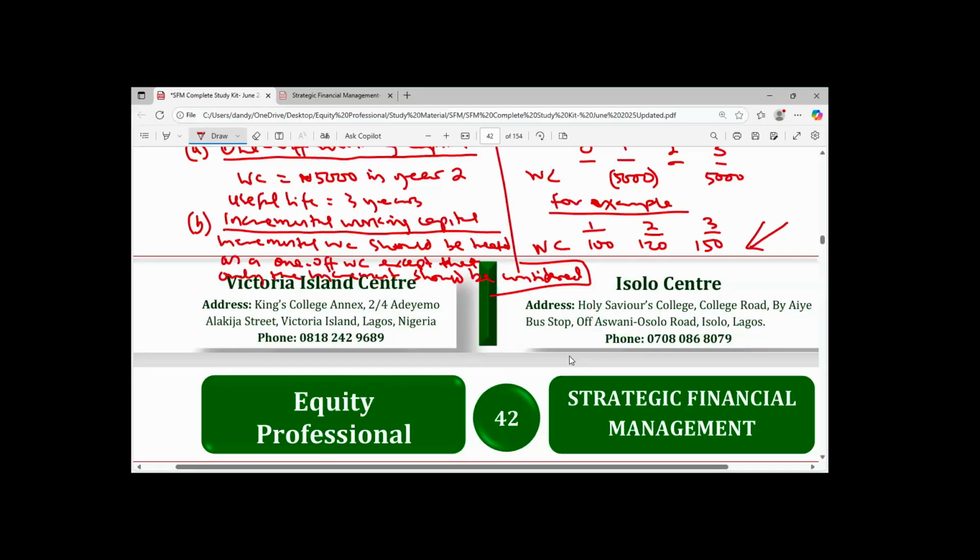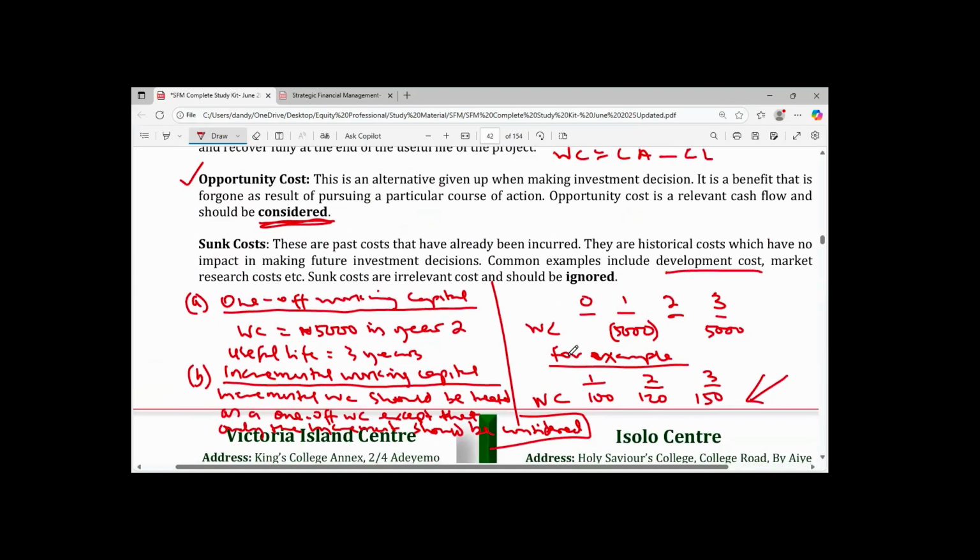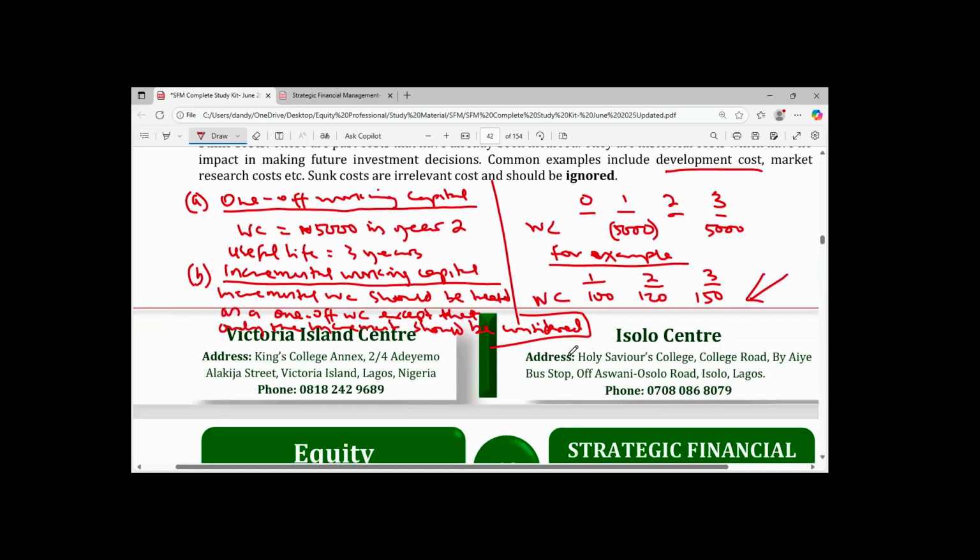Okay. So that is as per working capital. I said, let me repeat, under working capital, when you are given a working capital in a question, it is relevant, you have to consider it. However, there are 2 different ways examiner can test you under working capital. You can be given a one-off working capital or you are given incremental working capital. If you are given a one-off working capital, you have to treat it as a cash outflow in the year before the year of occurrence. Then at the end of the useful life, you recover the entire working capital.